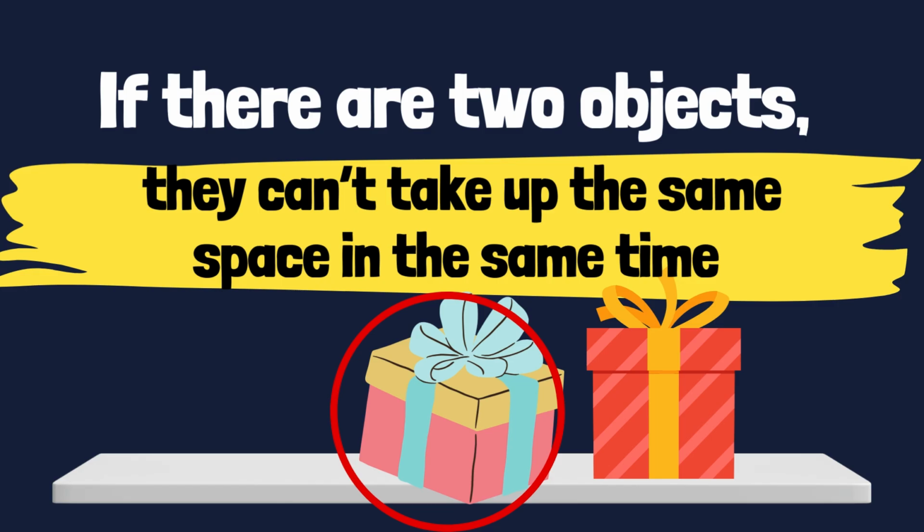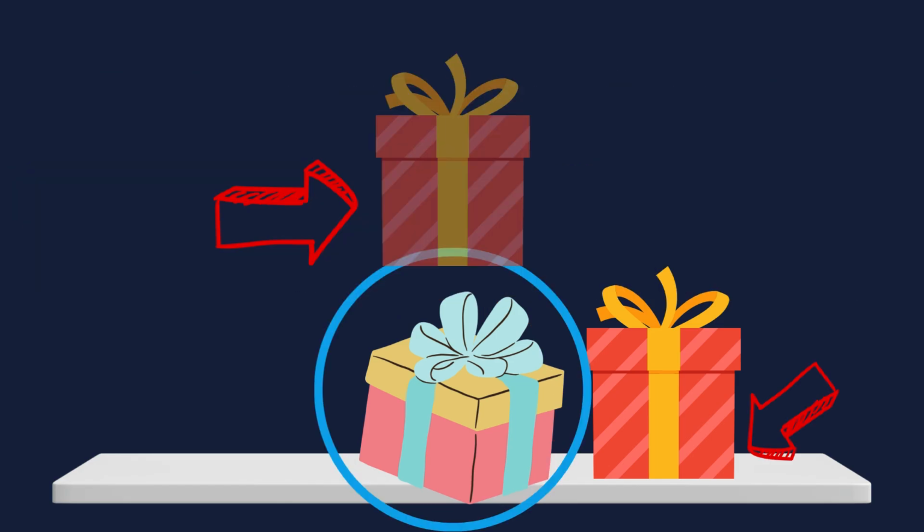Here we have a very important note. If we have two objects, okay, they can't take up the same space, as the second object will be beside it or above it, anywhere, but it can't take the same space as the other object, okay? I hope you get it.